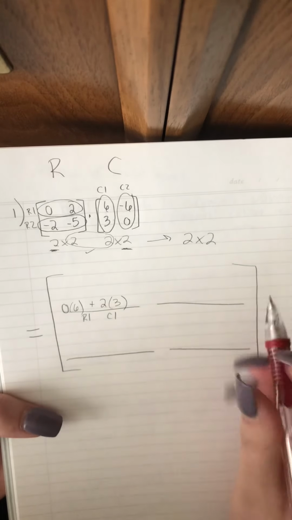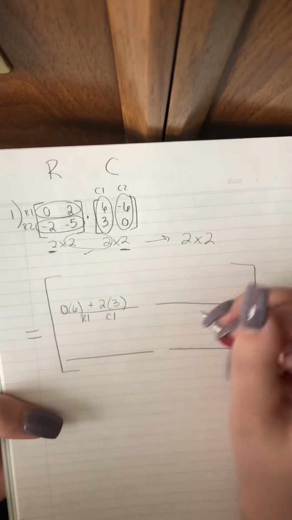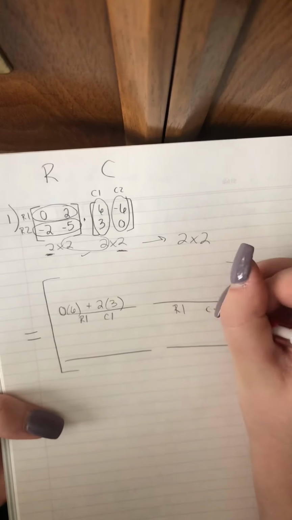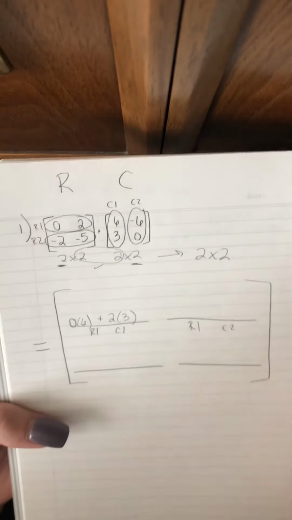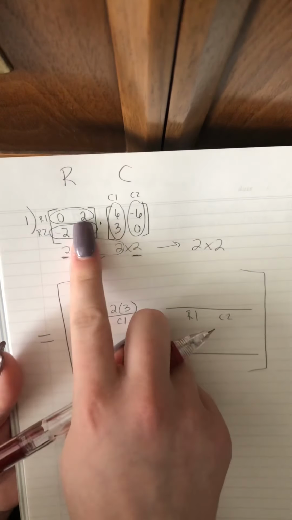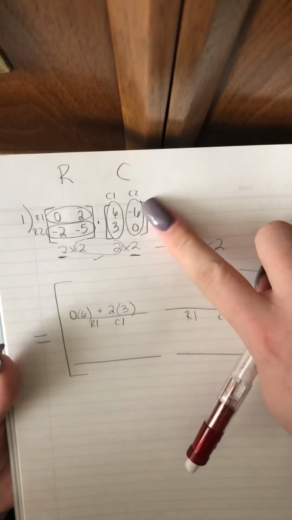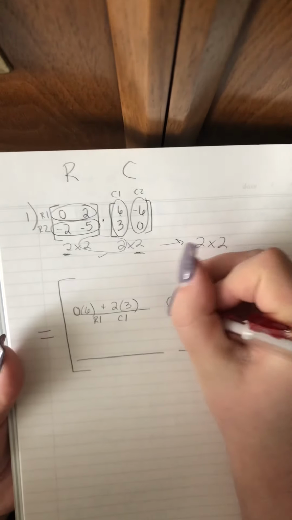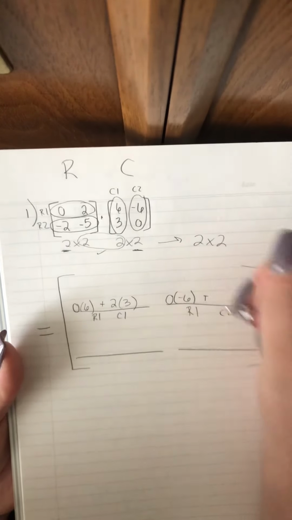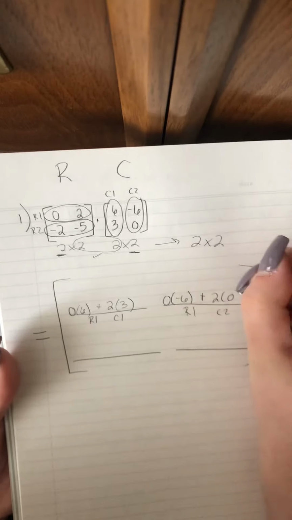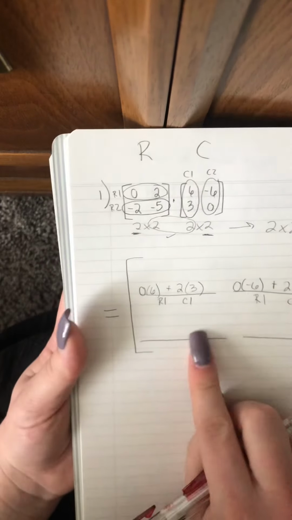So the address of this blank is still in row 1, but now we're in column 2. Okay, so row 1 again, 0 and 2, column 2, -6 and 0. So I'm going to do 0 times -6, and then add it to 2 times 0. So you just go down the line like that.